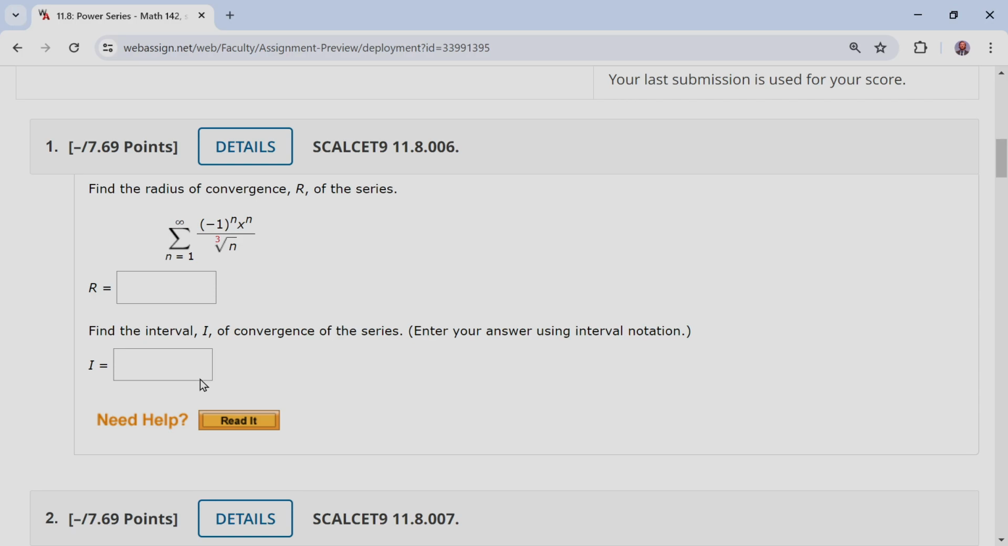And then what do we do from there? Well, we have to test the endpoints because maybe both endpoints are included. Maybe only one of the endpoints are included. Well, the thing is, when you plug in x equals minus 1 here, the minus 1 to the n and the minus 1 to the n there will neutralize each other because 2 factors of minus 1 make just 1. And then you have 1 over cube root of n.